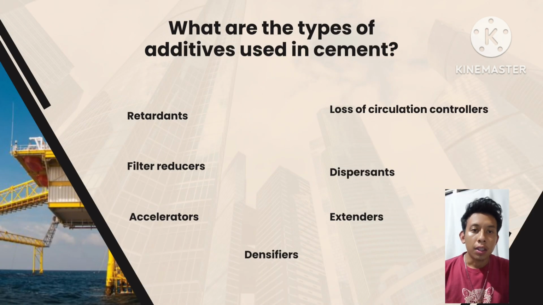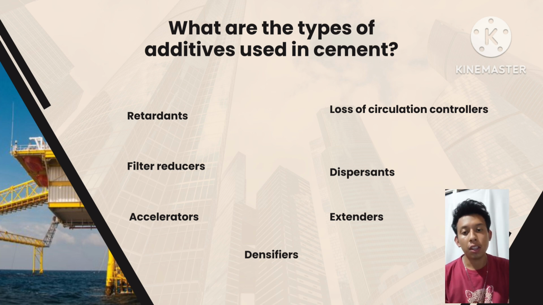The next topic is what are the types of additives used in cement. Retarders, filtrate reducers, accelerators, dispersants, extenders, lost circulation controllers.